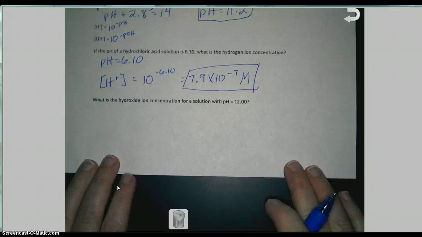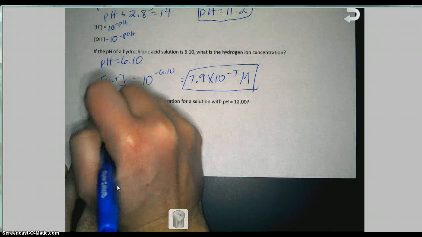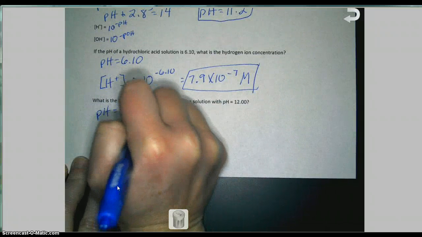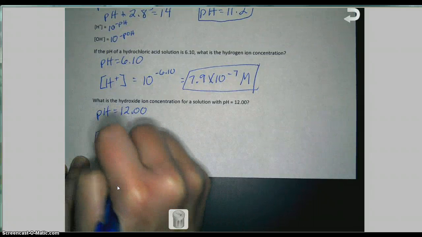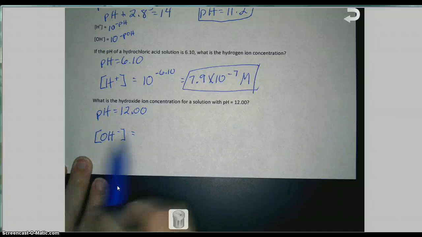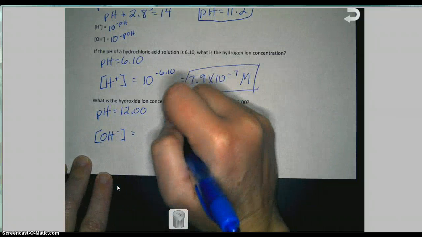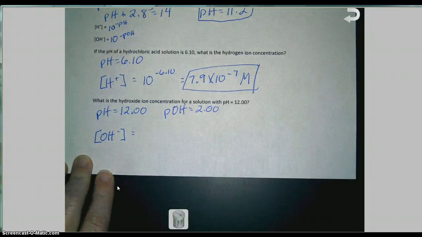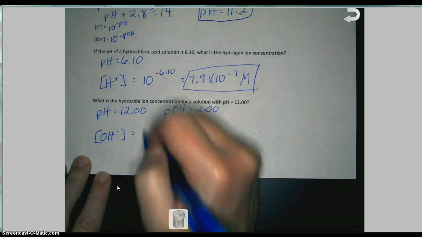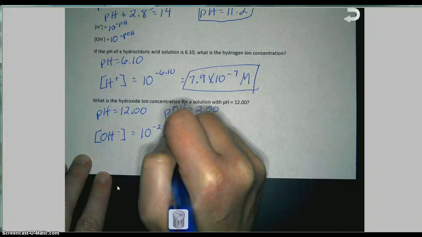What is the hydroxide ion concentration for a solution with a pH of 12? So the pH equals 12.00, okay? We want to find the hydroxide ion concentration, which means we need to know the pOH. So if the pH is 12, we know the pOH has to be 2 so that they add up to 14. So we're going to do 10 raised to the negative 2.00.